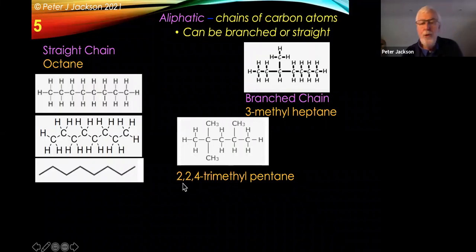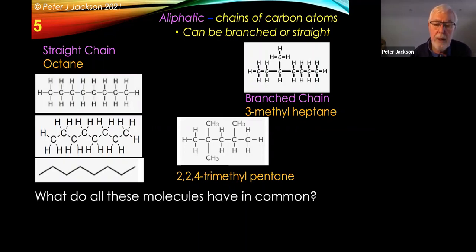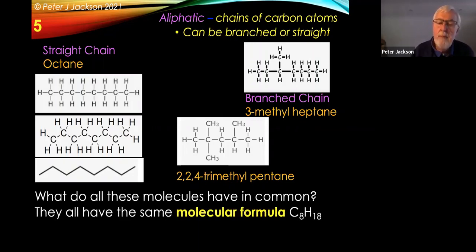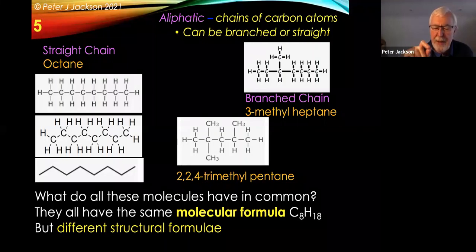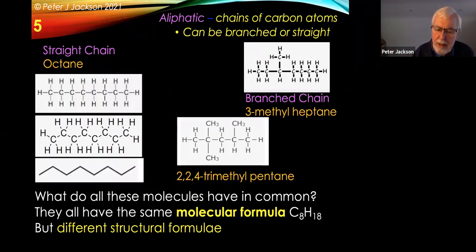This one here is called 2,2,4 trimethylpentane. What do all these molecules have in common? Well, they all have the same molecular formula, C8H18, but different structural formula. So anything that has the same molecular formula, that's when you just write down the different types of atoms and the number of the different types of atoms, nothing more, these are called isomers, and isomers appear very, very frequently on the Leaving Cert paper. So make sure you know about isomers.